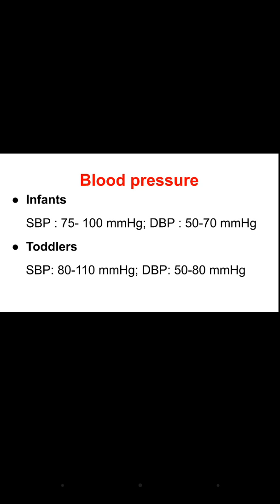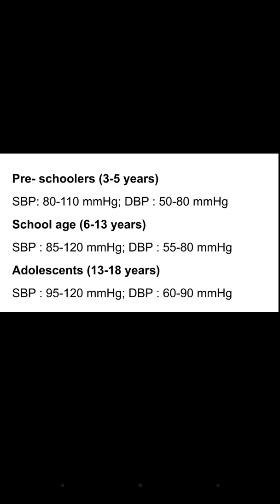Now blood pressure. Blood pressure also changes according to the age. For the infants, the systolic blood pressure is 75 to 100 mm of Hg, and diastolic blood pressure is 50 to 70 mm of Hg. In the toddlers also, it is systolic blood pressure 80 to 110 mm of Hg. In the diastolic blood pressure, it is 50 to 80 mm of Hg. For preschoolers 3 to 5 years, systolic blood pressure is 80 to 110 mm of Hg. Diastolic blood pressure is 50 to 80 mm of Hg.